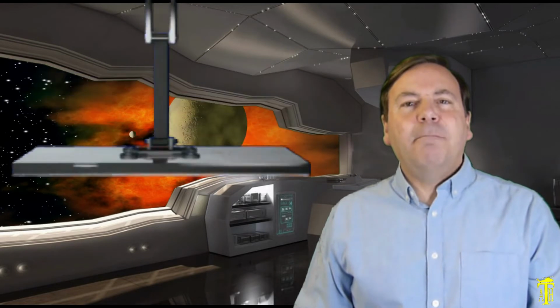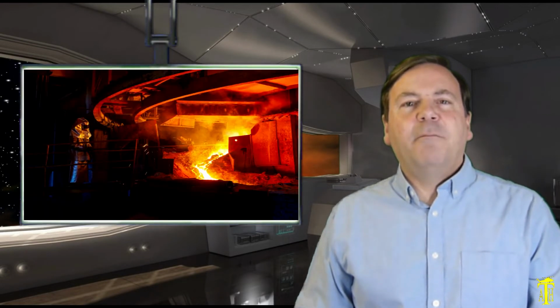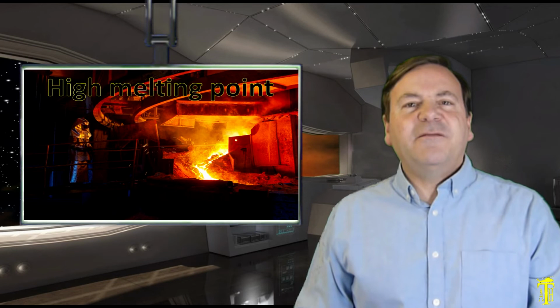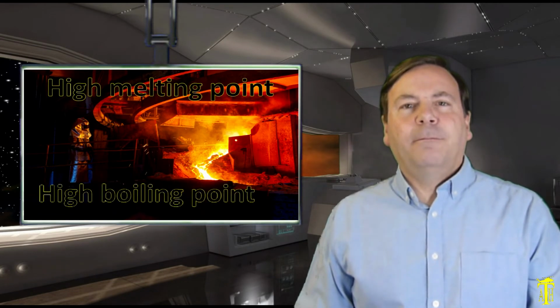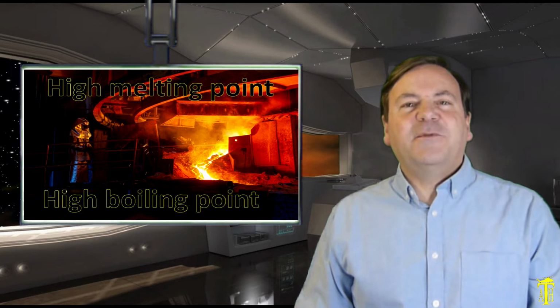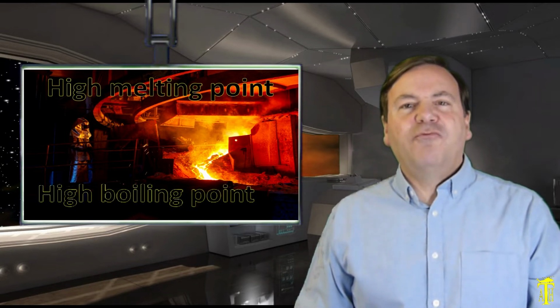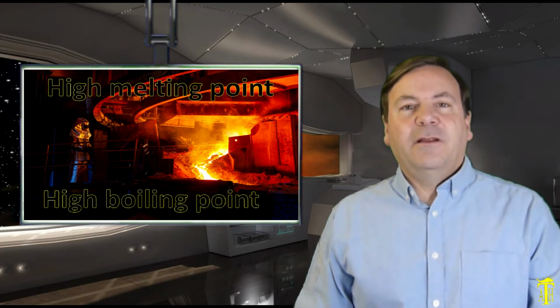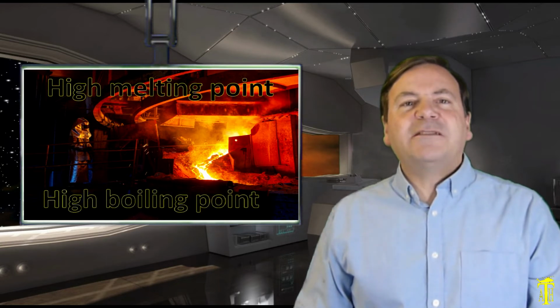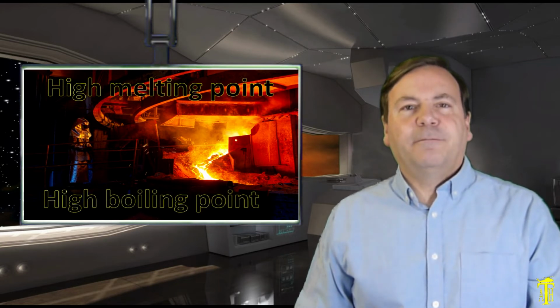Metals have high melting points and high boiling points. Because of this, metals are all solids at room temperature. Mercury is the exception here. It is in fact a liquid at room temperature. Gallium, also an exception, melts at just under 30 degrees Celsius, so it'll actually melt in your hand. But most metals have got high melting and boiling points, whereas non-metals don't.